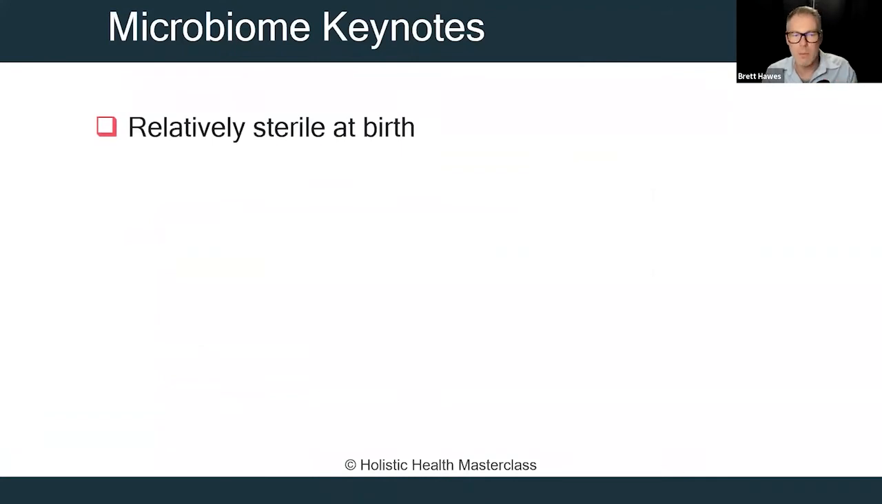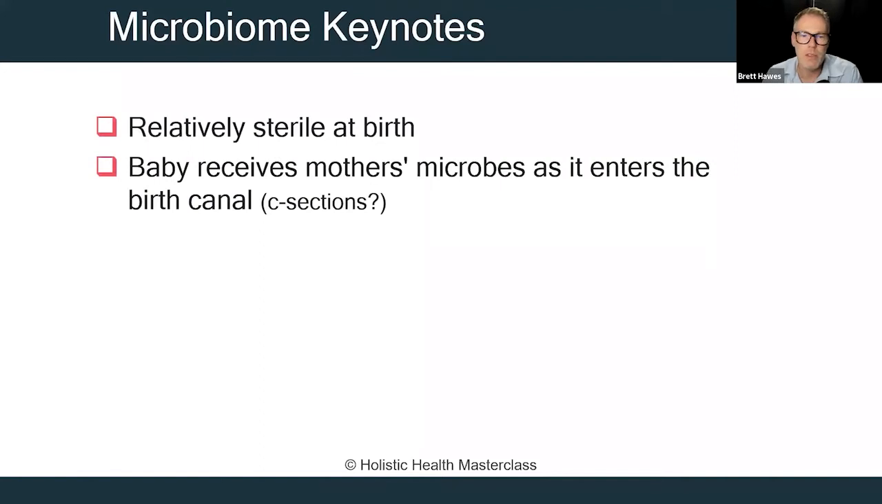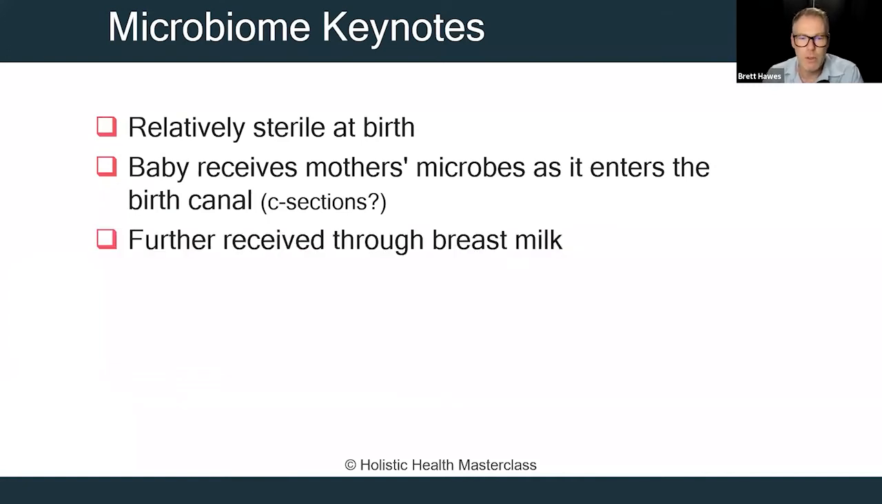So as I said before, we always thought that we're relatively sterile at birth, right? And that is relatively sterile. As I said before, the placenta does have some bacteria, right? So it's not completely sterile. The baby receives mother's microbes as it enters the birth canal. This is really where most of the population happens. And of course, that brings into question the impact of cesarean sections, where I think now around 30 to 35% of women are opting for C-sections instead of natural births, right? So that's by choice. Further microbes are received through breast milk.